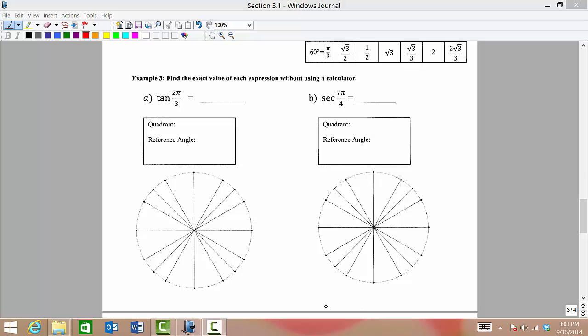For this example, we are asked to find tangent of 2 pi divided by 3. So tangent of 2 pi over 3, if we do a quick conversion, what we're really looking for then is 2 times, we can think about that as pi over 3, that's 2 times 60. So what we're really looking for is tangent of 120 degrees.